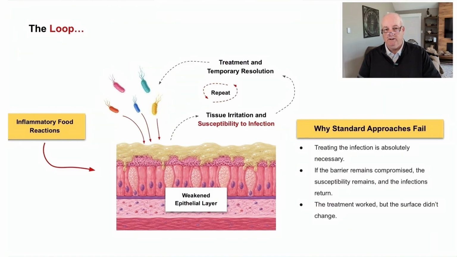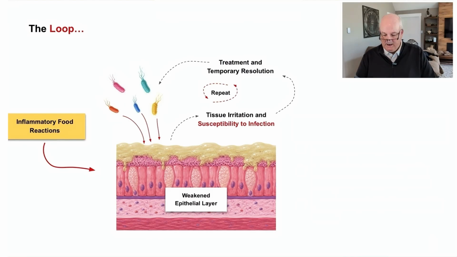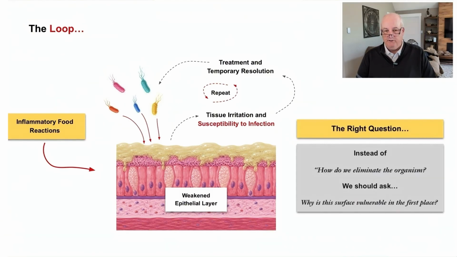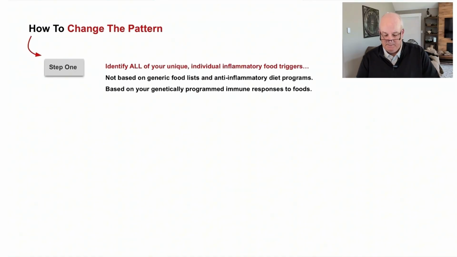The treatment worked for the infection. It's just the surface or the barrier didn't change with the treatment. So we have to ask the right question. Instead of focusing on just how do we keep eliminating this microorganism, we have to ask why is the pattern happening and what's allowing that organism to get in and take root. So how do we identify and change that pattern?